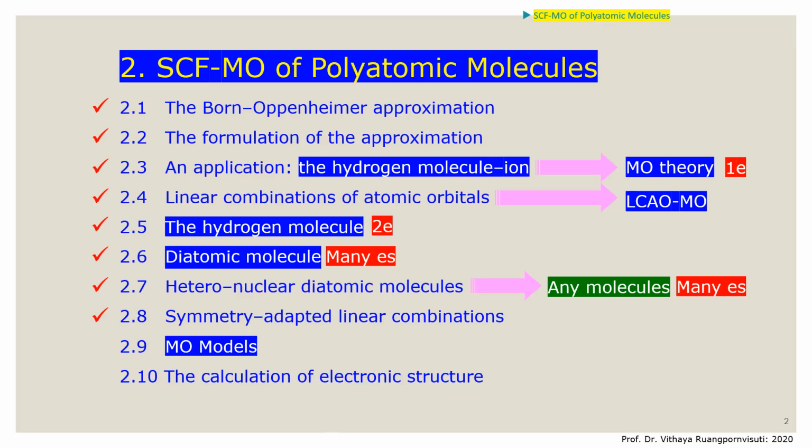The eighth, the linear combination applied on the symmetry adaptation. The ninth, the MO model. This is a model of the molecular orbital. The last one is the calculation of electronic structure. Normally we call it the optimization of the molecules.